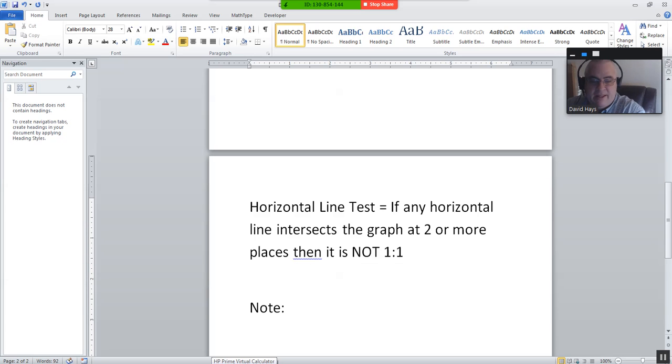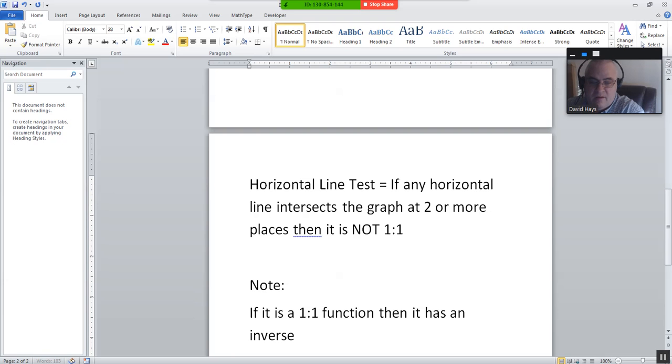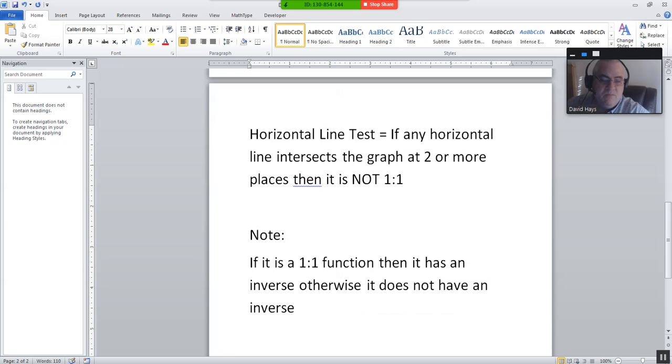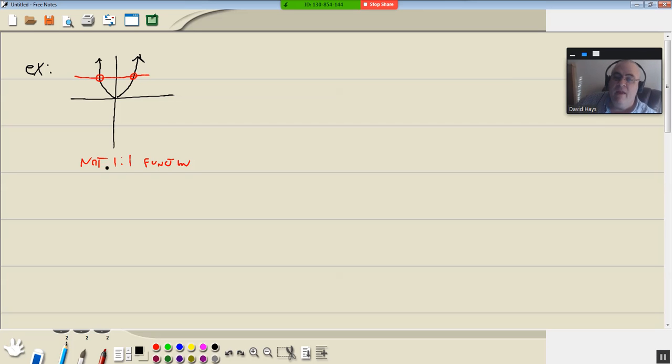Now the reason why we care about that is if it is a one-to-one function, then it has an inverse. Otherwise, it does not have an inverse. So for like this one right here, this one was asking us about the existence of an inverse function. We would say there's no inverse function.